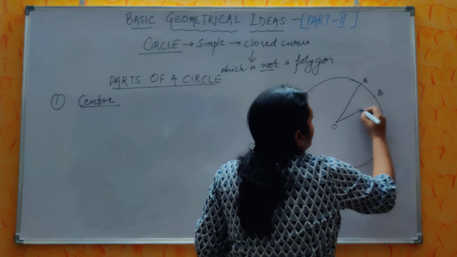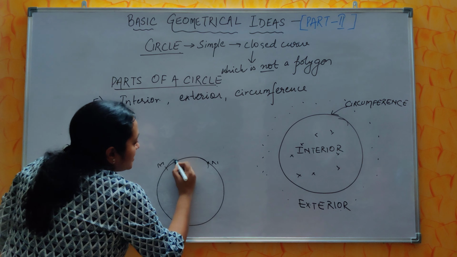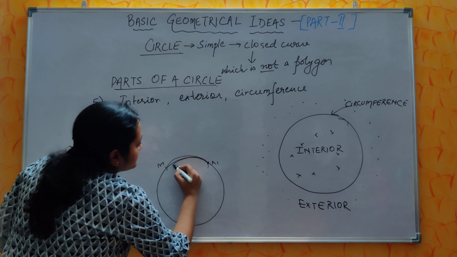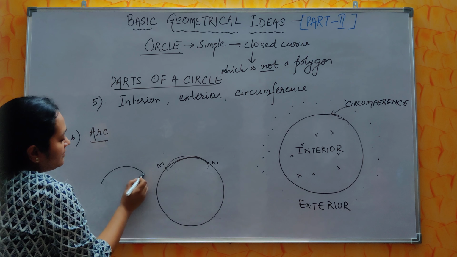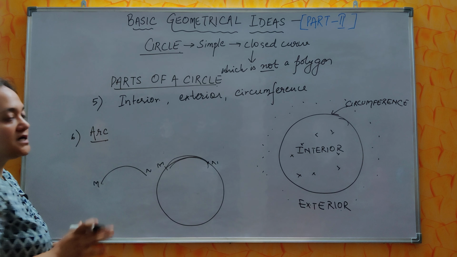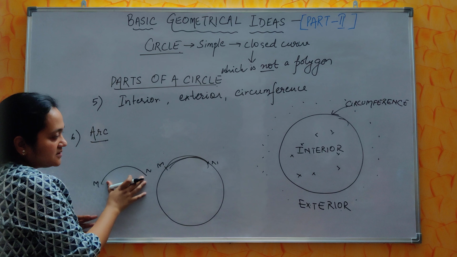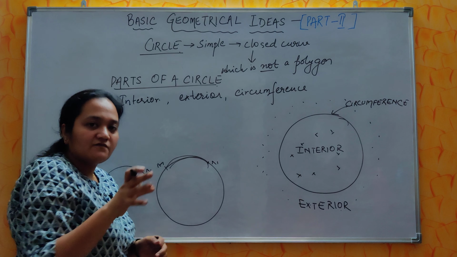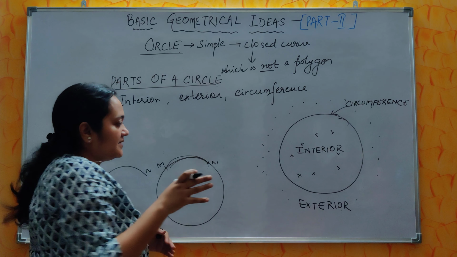Then arc. If this is a circle and we mark 2 points M, N, and we cut out this portion, it will be of the form like this. So this is an arc of a circle. It is basically a portion of the part of a circle, right?